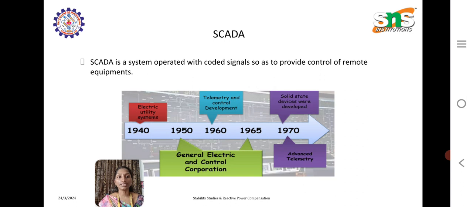So we have a history about SCADA from 1940 to 1970. In 1940, electric utility systems were used. From 1950 to 65, General Electric and Control Corporation were using telemetry and control development. And in 1970, advanced telemetry was done. Solid state devices were developed. So with the help of these, SCADA evolved. So this is the history of SCADA.